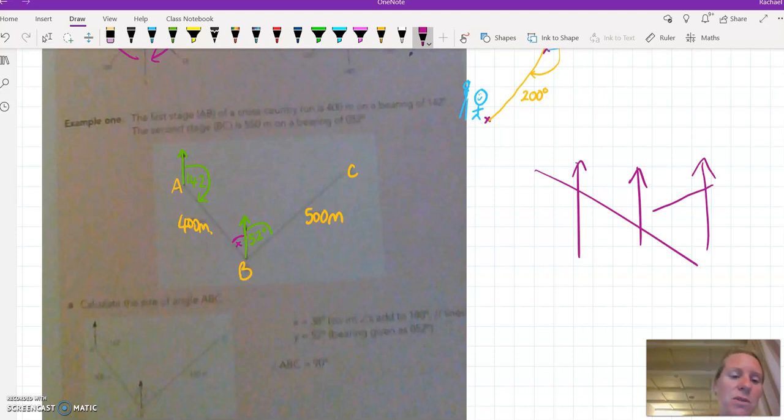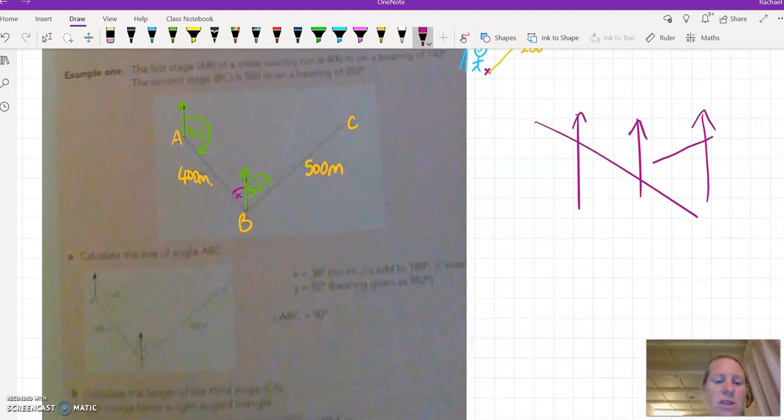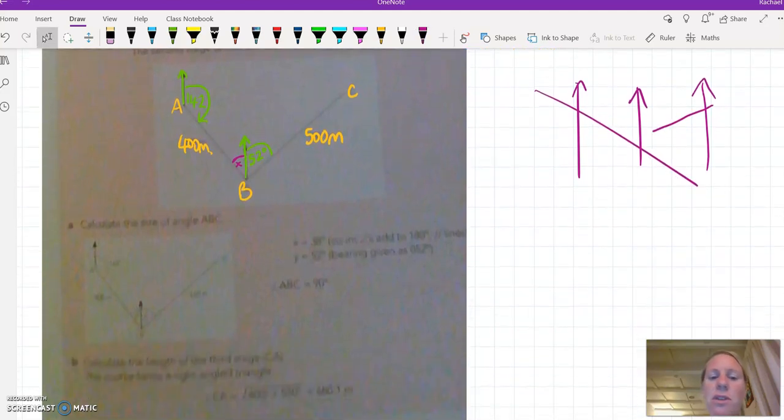So let's have a look. We've got two parallel lines here, don't we? Both from A and B. We've got those two lines pointing up to north. They are parallel lines. So X, of course, is co-interior. Okay, and that's why you'll see in here we've got 38 degrees. Okay, co-interior angles add to 180. And then we're going to add that to the 52. Okay, so what we end up with is 90 degrees for angle ABC.